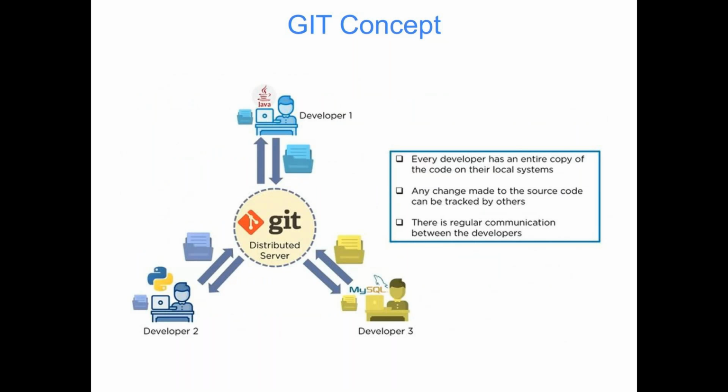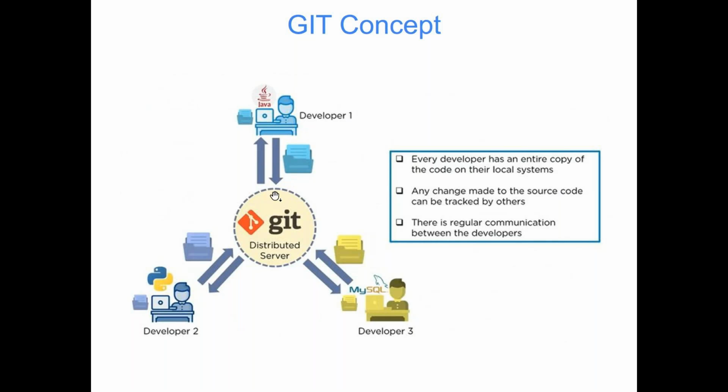So you can see this diagram, maybe this will give you more idea. This is my Git centralized repository, or you can say distributed server, centralized one. There are three developers. They may be located in different countries, different locations. Developer one is working on Java related files. Developer two is working on Python files, and developer three is working on SQL scripts. But those three developers are working on the same project. That means they have to push their code into the Git repo on a regular basis.